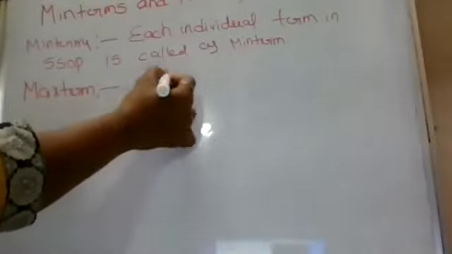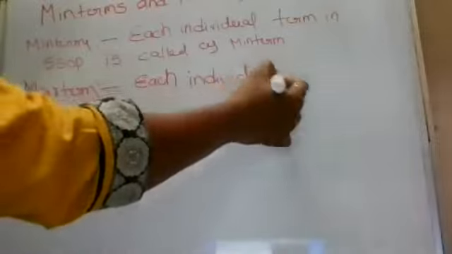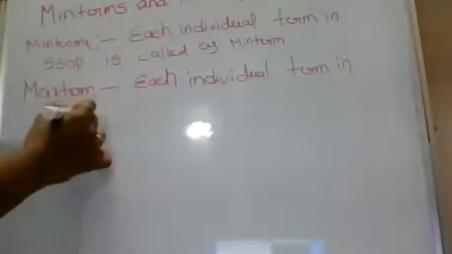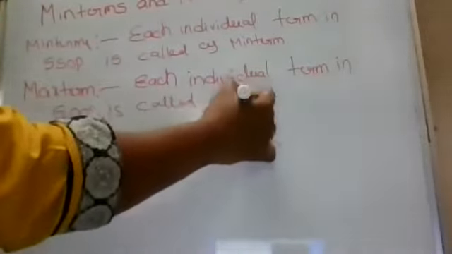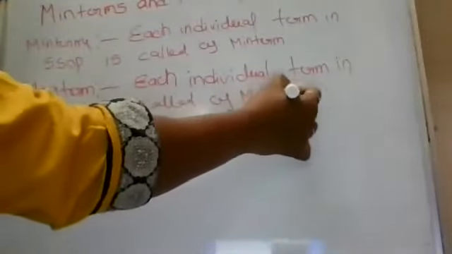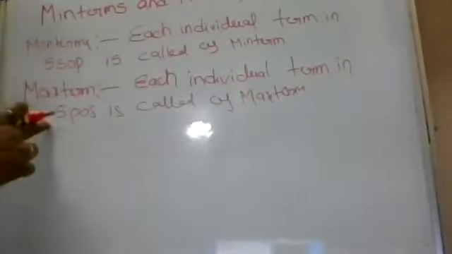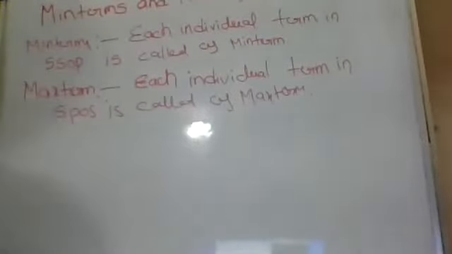Each individual term in SPOS is called a max term. So SSOP means standard SOP form, SPOS means standard POS form. SOP means sum of products, POS means product of sum. This is the minterm definition and max term definition.